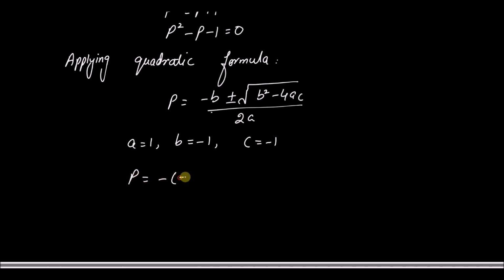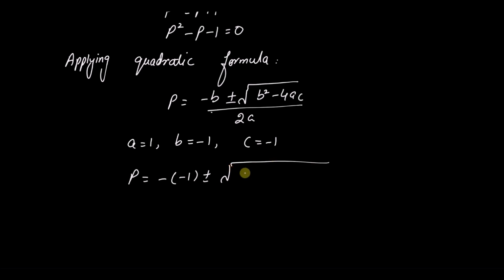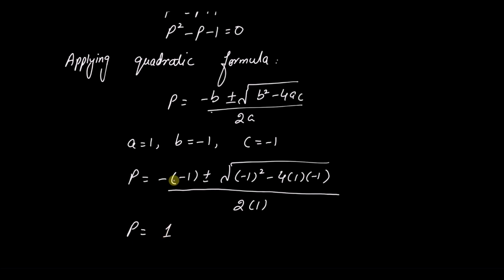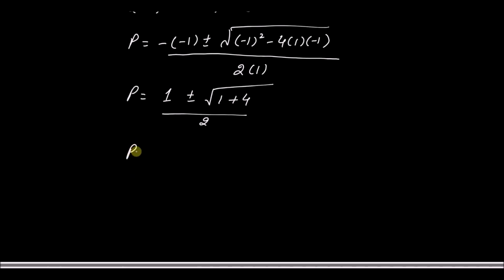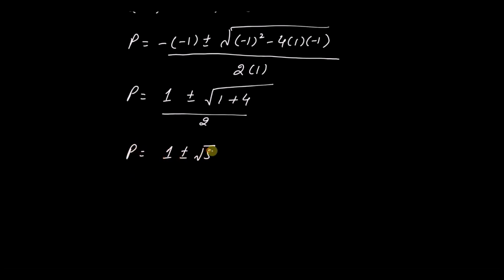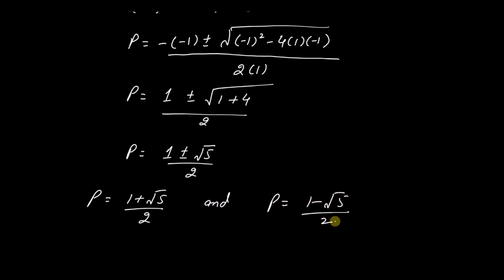So we have P equals minus of minus 1 plus minus square root of minus 1 raised to square minus 4 into 1 into minus 1, divided by 2 into 1. So we need to simplify it. P equals 1, this minus and minus become positive, and here we have 1 plus 4 by 2. So after simplifying, we have 1 plus minus under root 5 by 2. So from here, we have two roots: 1 plus under root 5 by 2, and secondly, P equals 1 minus under root 5 by 2.